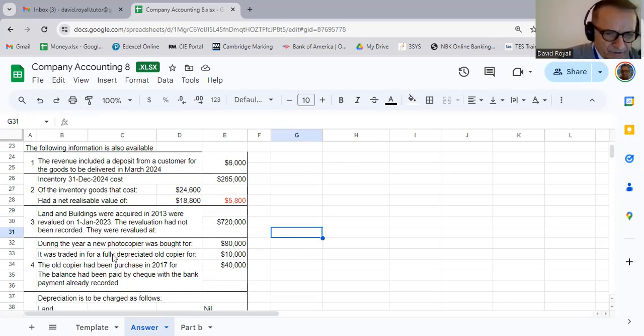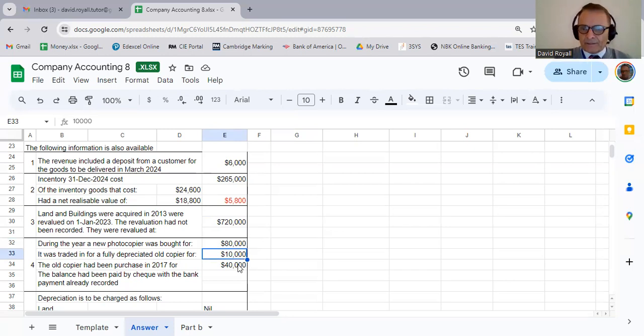We've also got a new photocopier. We paid 80,000 for it. We have to assume that 80,000 was added to the equipment cost, but it was traded in for a fully depreciated old copier for 10,000. That's handy. That is a profit on disposal because it's been written off. If you can claw back anything, that adds to the business's profits.